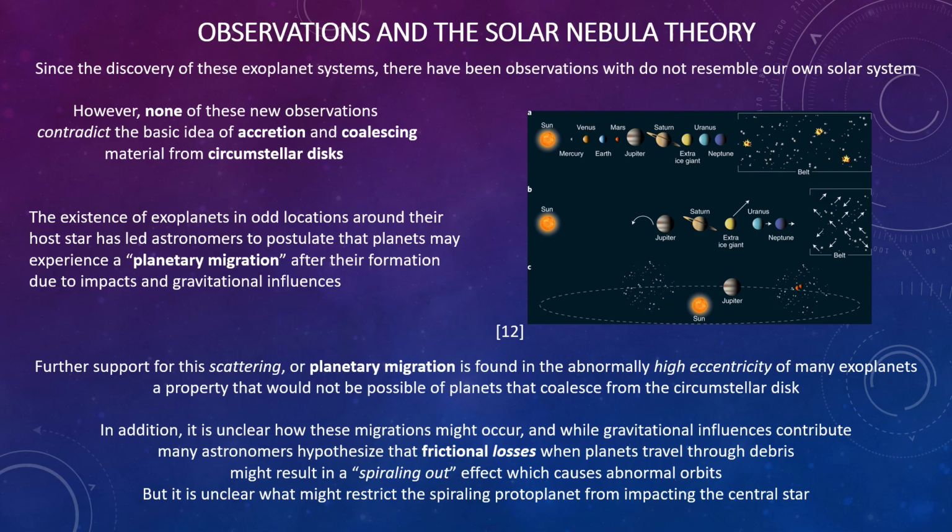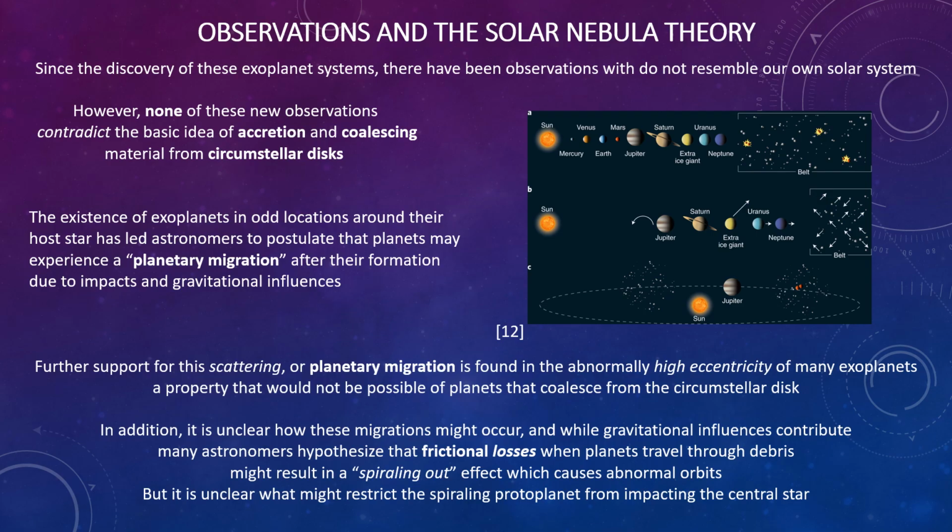In addition, it's not sure how these migrations might occur. We've just sort of seen what has been happening after the fact. And so gravitational influences might contribute. Many astronomers hypothesize that frictional losses occur when planets travel through debris, which might result in a spiraling out effect and cause abnormal orbits. However, it is unclear what might restrict the spiraling protoplanet from then impacting the central star. So it's really not sure.